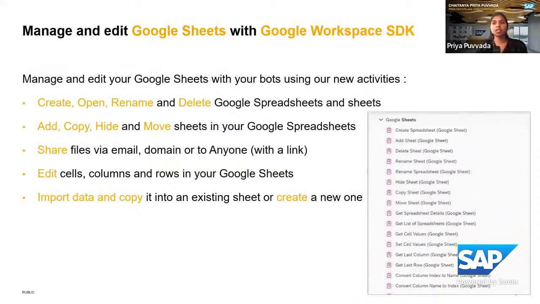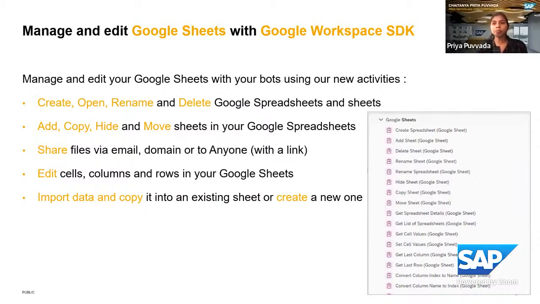And coming to Google Sheets, another workspace product, you can automate your bots to manage and edit Google Sheets. You can create, open, rename, delete Google Workspace spreadsheets, and also retrieve the data, set the data to them, and modify the cells and columns in your Google Sheets. Most important, you can share these files via an email as a link, where you share your Google Drive link where your file is stored.